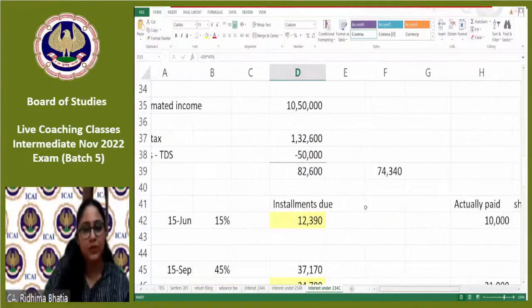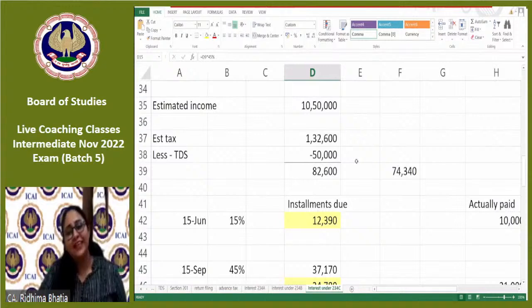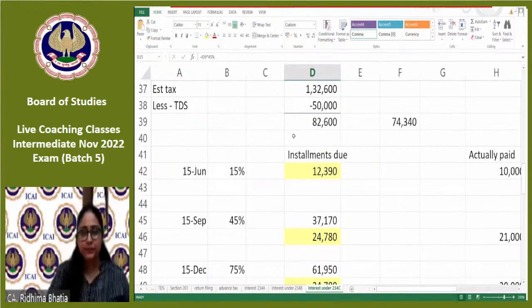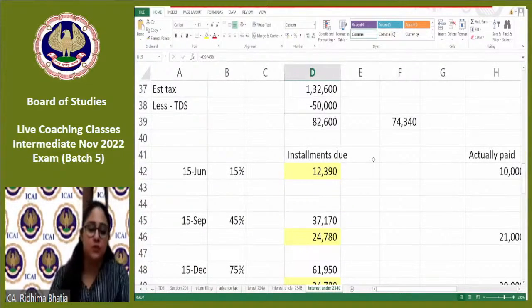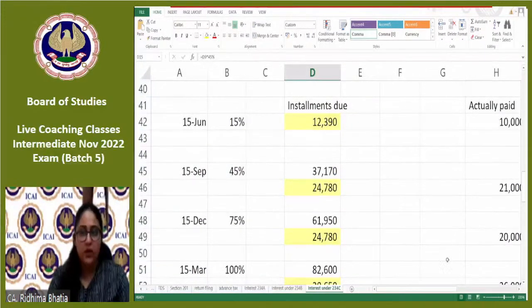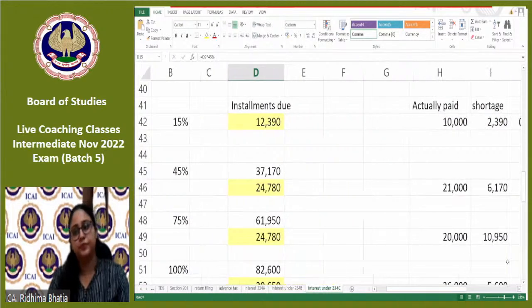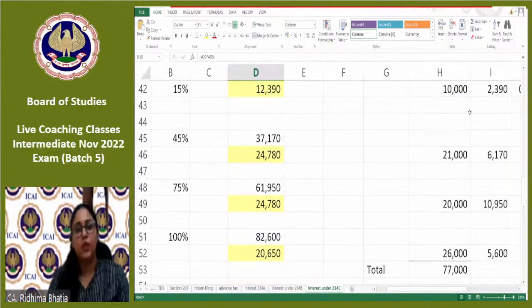Let's take the same example of 82,600, okay? 82,600 is my tax. Everyone here, please. So assume 82,600 is my tax due on returned income, okay? 15% has to be deposited, 45%, 75%, 100%, that is 12,390, 37,170, 61,950 and 82,600. Now the actual amounts deposited are 10,000, 21,000, 20,000, 26,000.